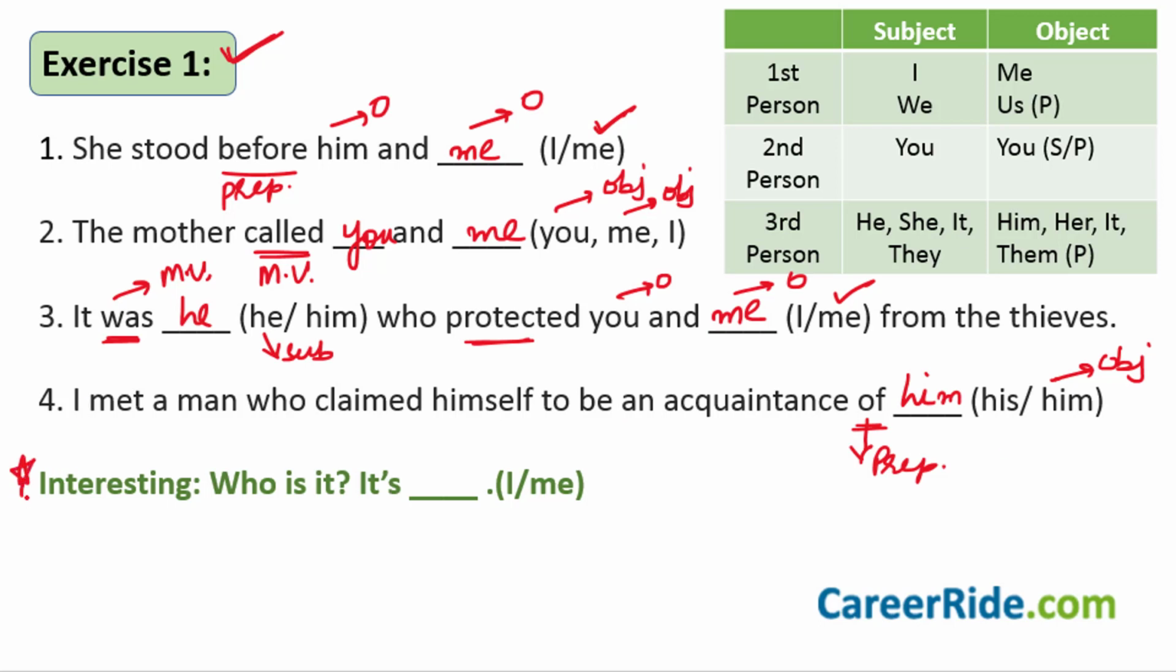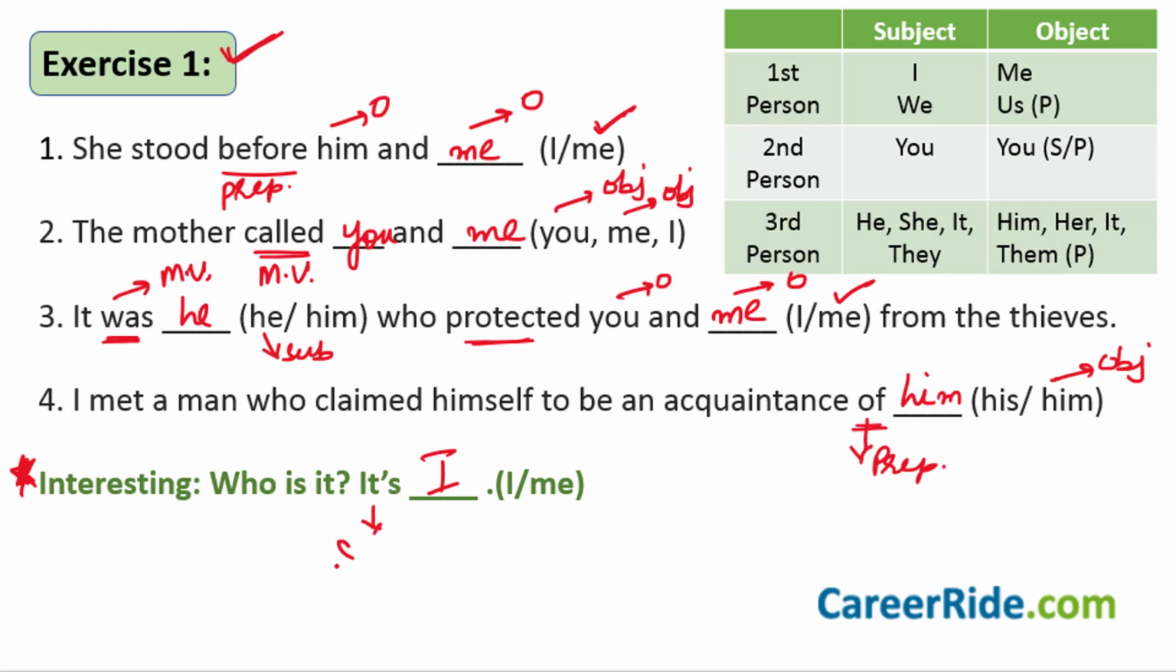Now see this one. This is really interesting, and this is something that we do in our everyday life. Who is it? It's me. This is something we usually speak in our day-to-day lives. But what if I told you that rather than it's me, it's I is the right thing to say? Usually while answering the phone calls, what do we say? Who is it? It's me. Right? But it should be it's I. But I can prove it with the concepts that we have just learned.